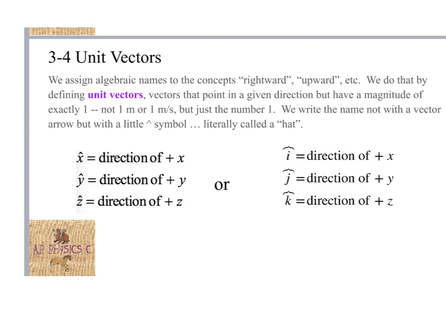I don't know why they came out this way, but i hat is the direction of x, and j hat and k hat. These are just competing notations. There's sort of two dialects in physics, and we use whichever one people use. You can use whichever one you want. Our textbook uses the x, y's, and z's. The College Board is agnostic and tends not to ask at all.